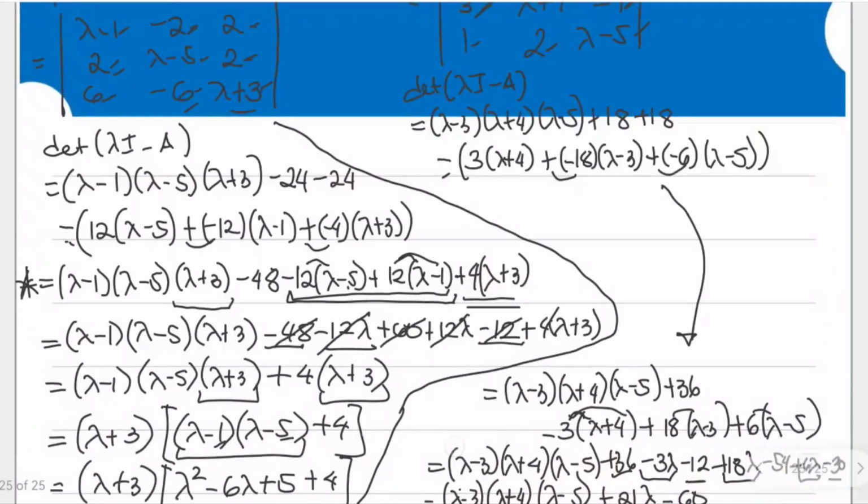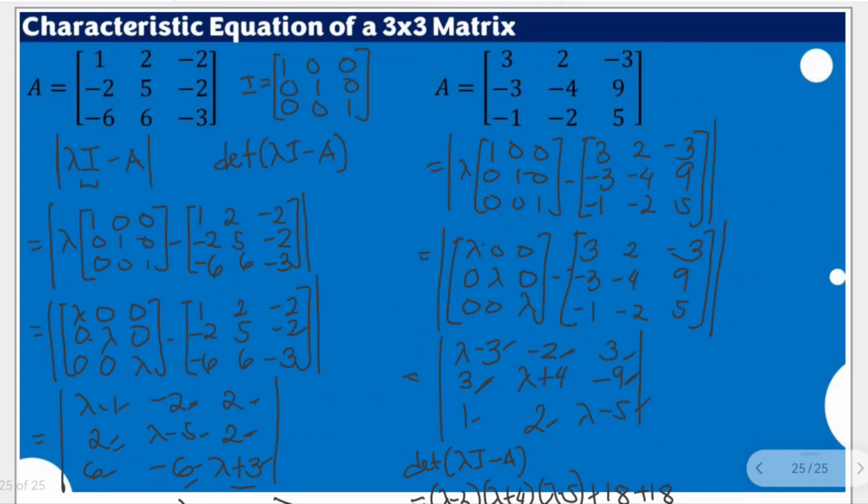But for this, thank you for bearing with me. And this would be the process of solving the characteristic equation of our 3x3 matrix where there are no 0 entries on our matrices. Thank you very much for watching.